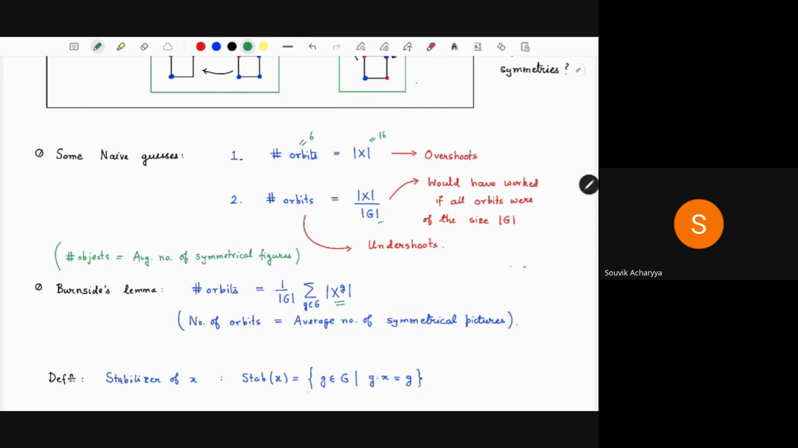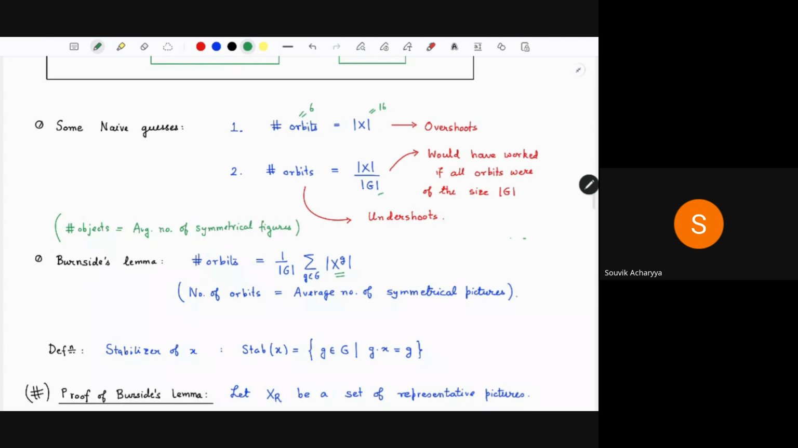This says that you fix a figure now, and what group, what symmetries is this figure symmetrical with respect to? In other words, what g in this group of symmetries are there, such that g dot x would be x.